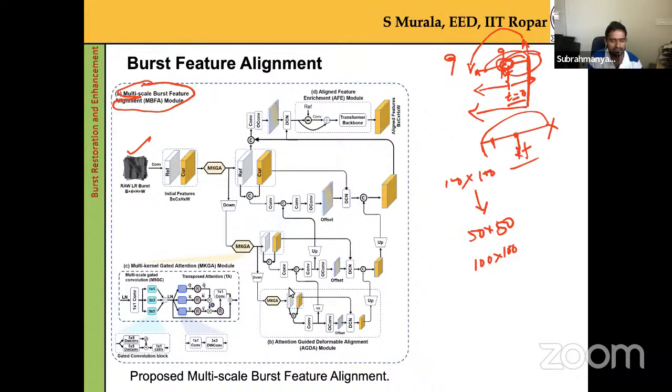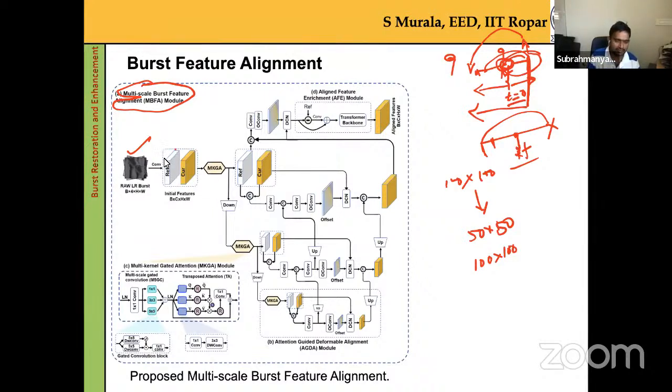This multi-scale concept is not only in deep learning. Traditional feature extraction algorithms utilize multi-scale filter banks. Wavelet is also multi-scale, or multi-resolution analysis. It works in the same manner here.